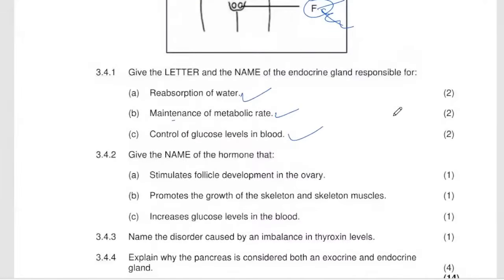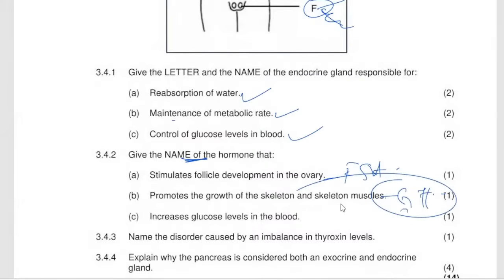Give the name of the hormone that stimulates the follicle development in the ovary. That is FSH. They're saying give the hormone that promotes the growth of skeleton and skeletal muscles. That is growth hormone. Don't say this, just write growth hormone. Yes, increase the glucose in the blood, that is glucagon. Why? Because it stimulates the conversion of glycogen back to glucose.